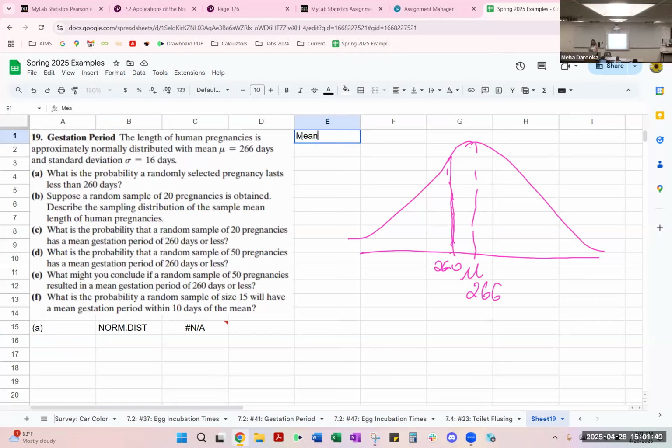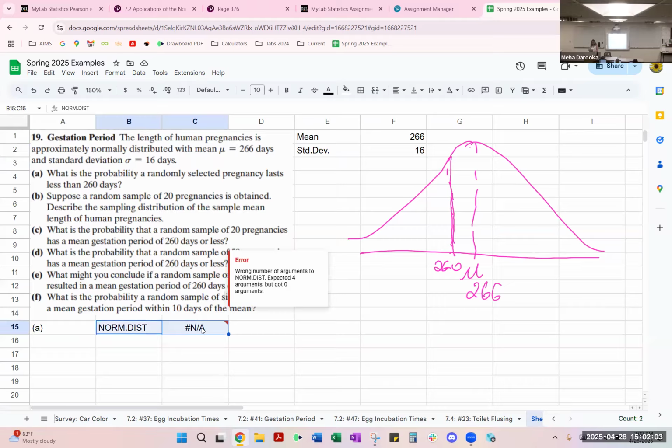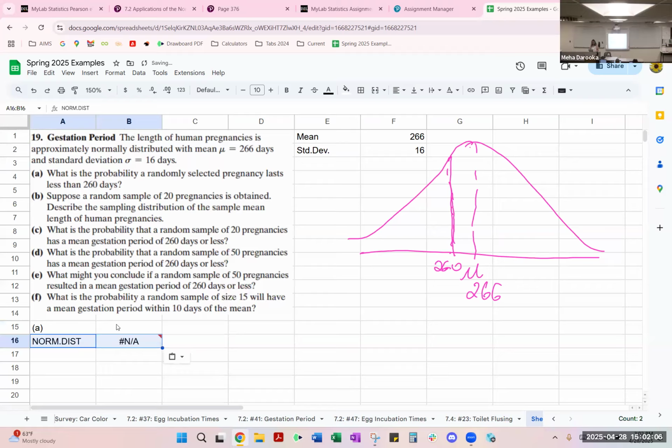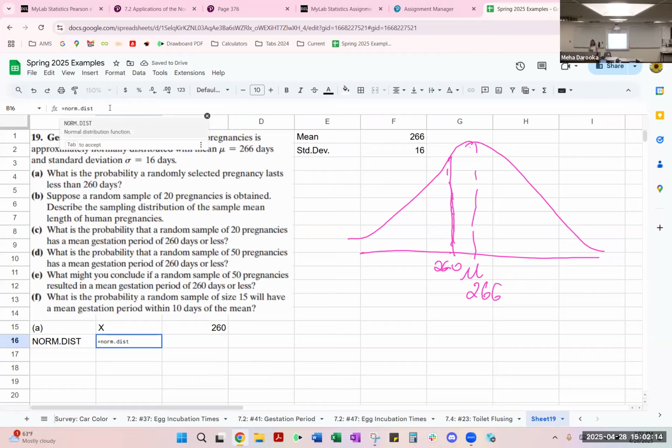Our mean of 266 days, standard deviation of 16 days, and then over here, our x value is of course the number given to us, which is 260. Remember, for NORM.DIST, you start by using your x value first. That's the 260, our mean is 266, standard deviation 16, and then for that last argument, cumulative, is where we type true.